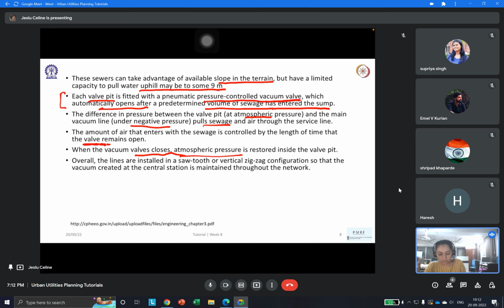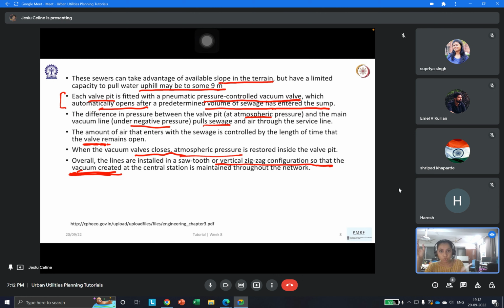Because of this, these lines are installed in a vertical or zigzag configuration so that the vacuum created at the central station is maintained throughout the network. Because of this zigzag configuration, we can maintain this vacuum throughout the network. That is the actual reason why it is required for this vacuum system.